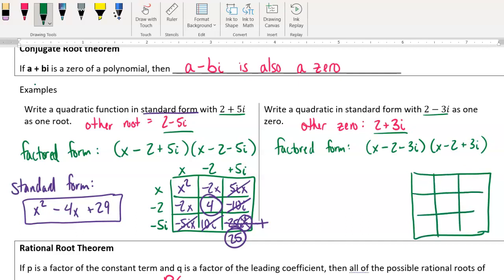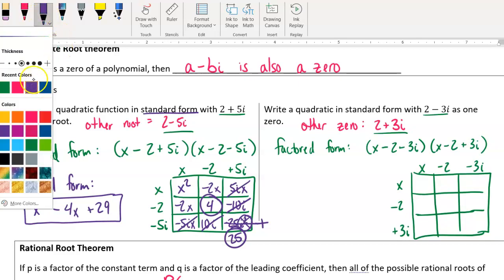So set it up as a 3 by 3 grid. So we have these two. It doesn't matter where we put the x minus 2 minus 3i. We could put that on either side, just as long as we put the other one on the other side. We don't mix the terms up, so they're not interchangeable, but we can put the factors on either side. And now let's multiply these together.